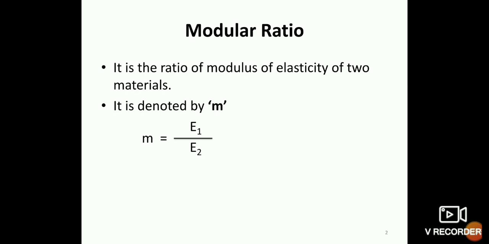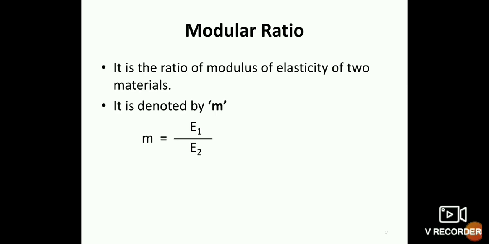Firstly, we are going to study a new term which is known as modular ratio. What is it? It is the ratio of modulus of elasticity of two different materials or the same materials. It is denoted by small m, so m is equal to E1 upon E2.